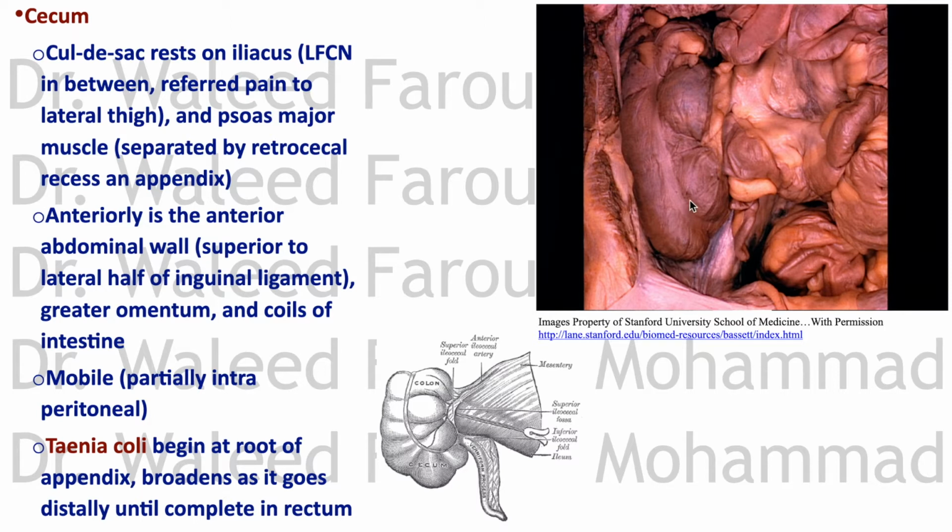And it rests also on the psoas major muscle, separated from it by the retrocecal recess and appendix. Anteriorly to the cecum is the anterior abdominal wall and the lateral half of the inguinal ligament, the greater omentum, and of course coils of small intestine that fill the area, jejunum and ileum. Here, of course, coils of ileum.